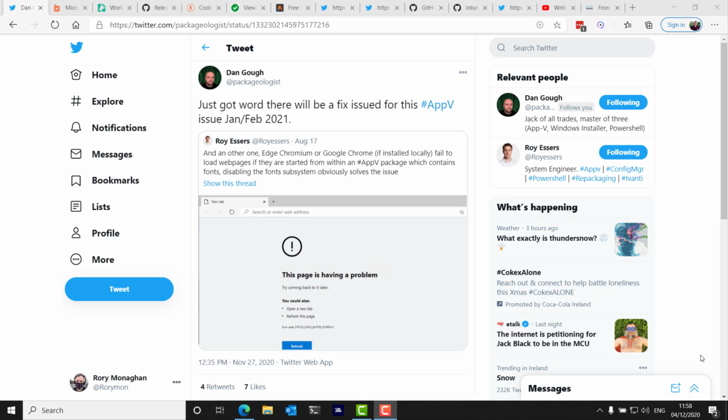On the topic of AppV a little bit, if you've been working around an issue with AppV sequenced versions of Google Chrome or Microsoft Edge by disabling the font subsystem, there's some good news. Dan Goff tweeted that a fix is in the works, and he confirmed that with Microsoft, so hopefully there's going to be a reasonable fix on the horizon that allows you to keep the font subsystem enabled if that's something you want to do. I know some have suggested just globally disabling that font subsystem because it causes other problems too. But maybe you don't want to do that. Maybe you're relying on that. And if you are, you should be able to keep it in future because there should be a fix.